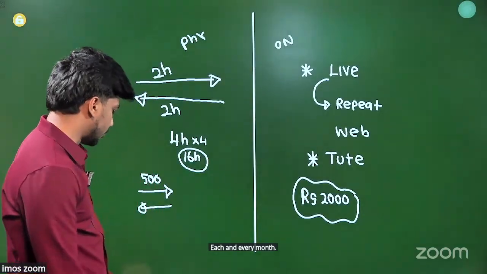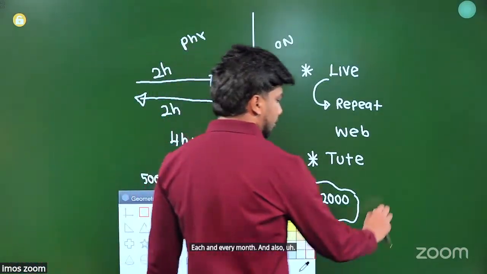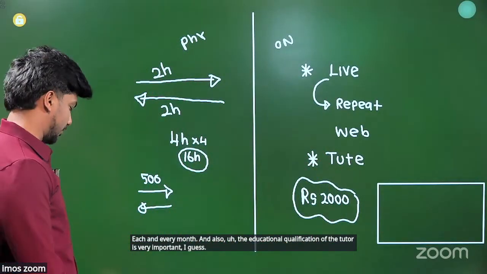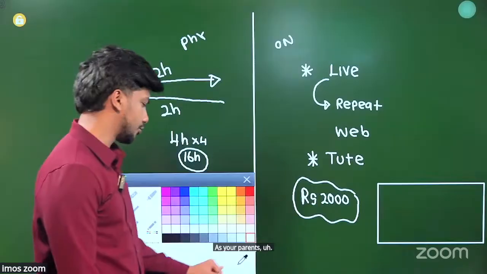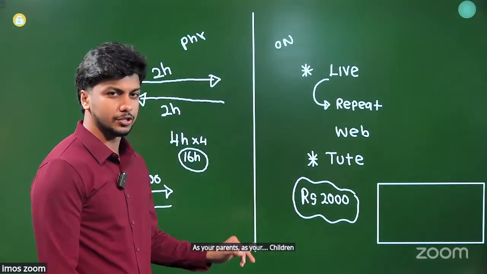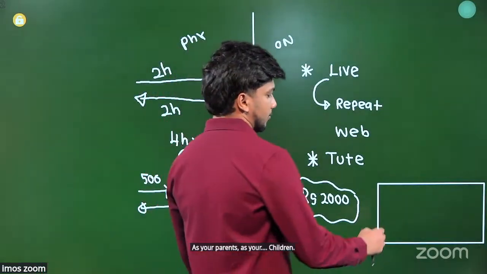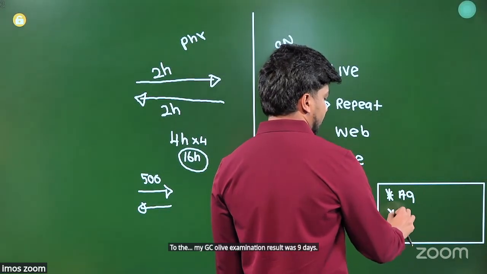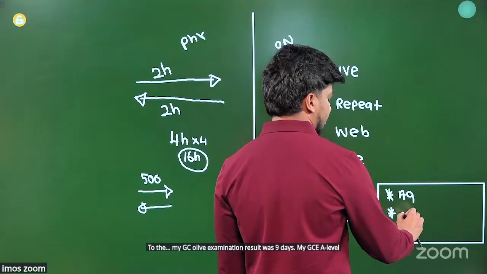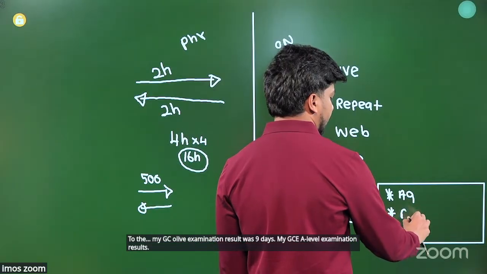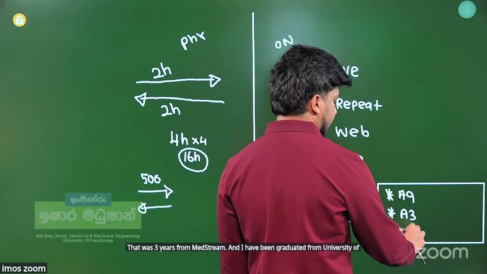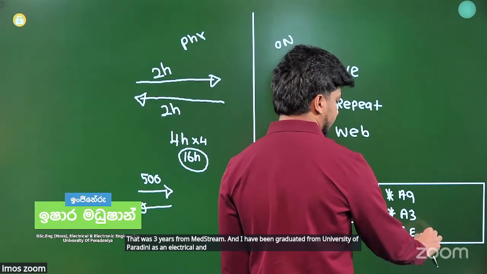And also the educational qualification of the tutor is very important, I guess. As your children's tutor, my GCE O-level examination result was 9 S. My GCE A-level examination results were 3 S from the math stream, and I graduated from the University of Peradeniya as an electrical and electronic engineer.